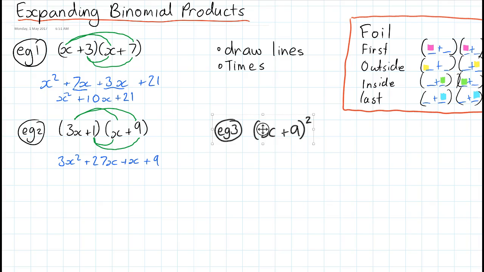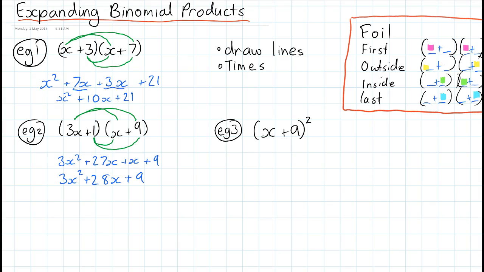Okay, so now I do exactly the same thing. The 3x squared doesn't go with any of the others, but I've got 27x and x, which are like terms. So I go 3x squared plus 28x plus 9. Okay, and that's the expansion of that one.